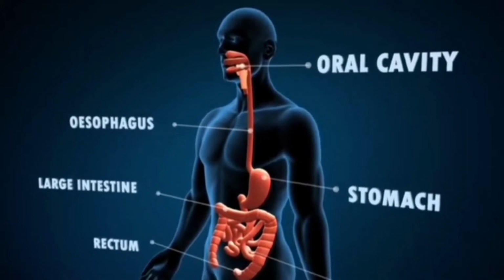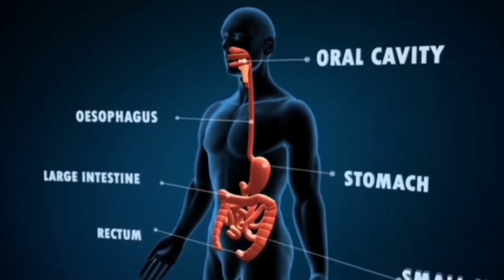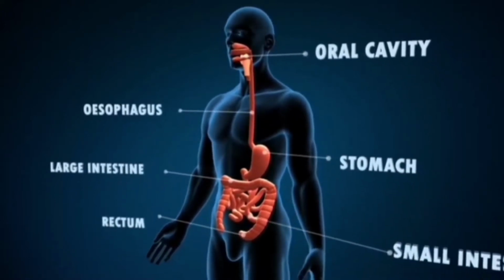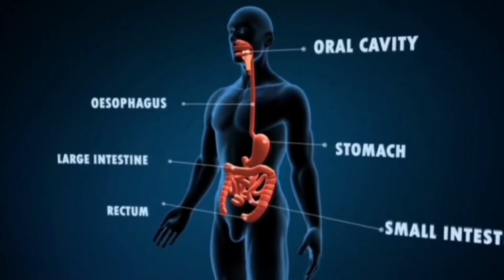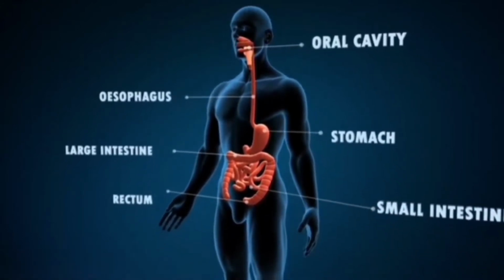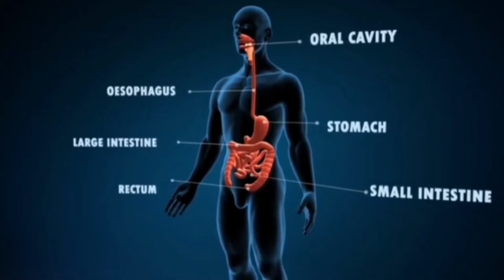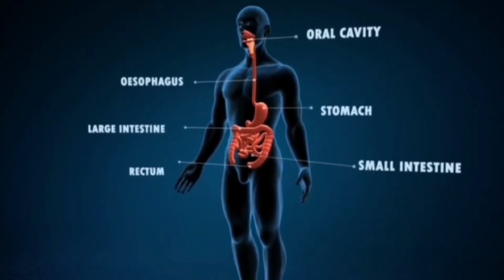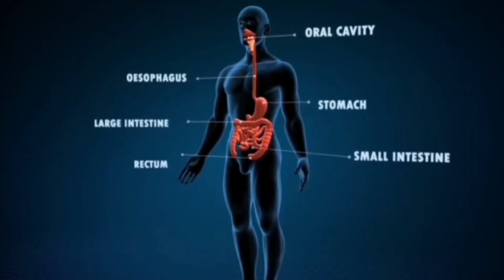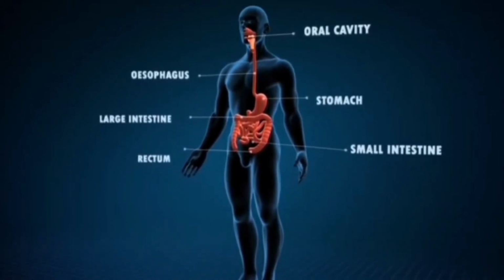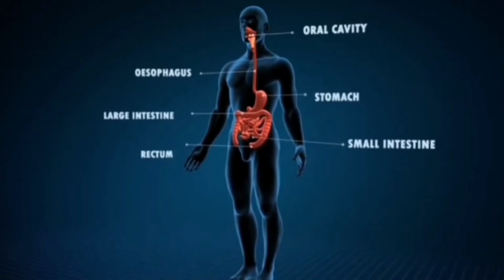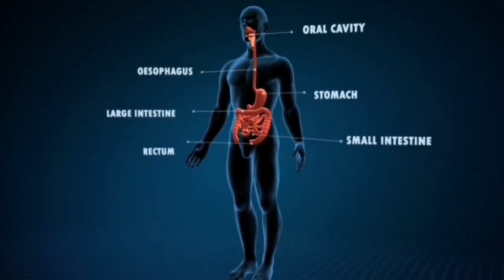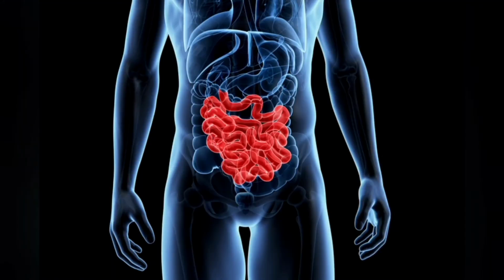The alimentary canal is divided into 8 parts. Number 1, mouth. Number 2, buccal or oral cavity. Number 3, pharynx. Number 4, esophagus. Number 5, stomach. Number 6, small intestine, differentiated into duodenum, jejunum and ileum. Number 7, large intestine, further divided into cecum, colon and rectum. And the last, anus.